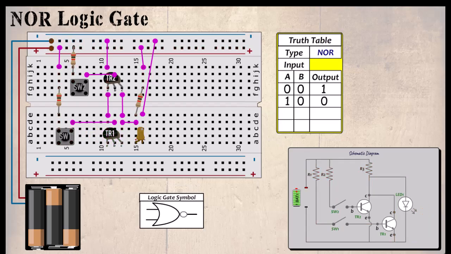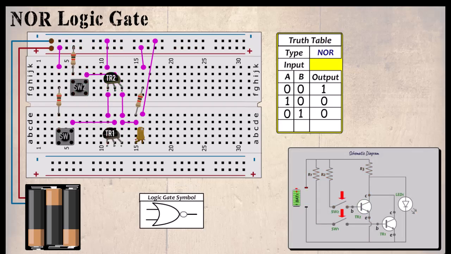Resetting the circuit and closing SW2. Current flows through R1, but SW1 is off. It continues through R2 and turns on TR2. The current flows through R3 and to the collector of TR2. Once again, because TR2 is now conductive, it causes a voltage drop across the LED, which fails to light. Once again, if the input is 0 and 1, the output is 0.